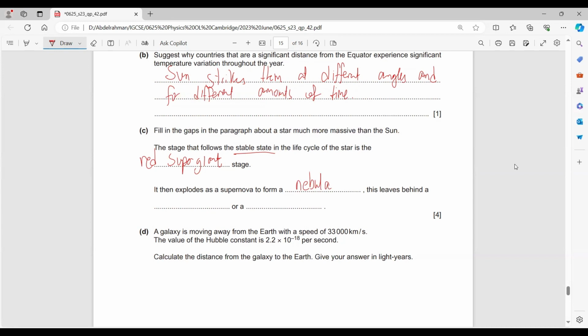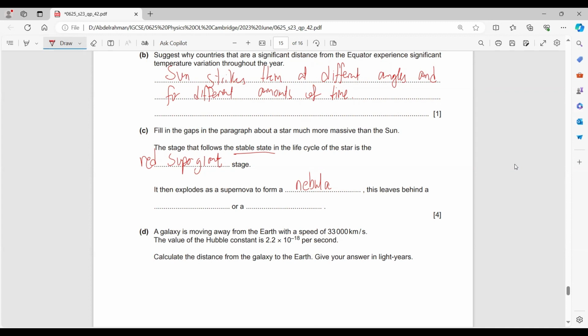If you think about any explosion, even explosions here on Earth, something explodes and then there's a lot of dust, a lot of things that remain from the explosion. These remains of the explosion are what we call in space physics a nebula. It is the dust and the molecules that are scattered throughout space. This is what we call a nebula.